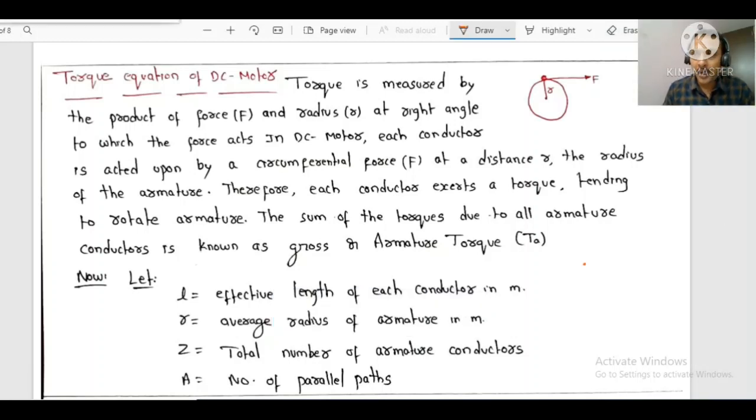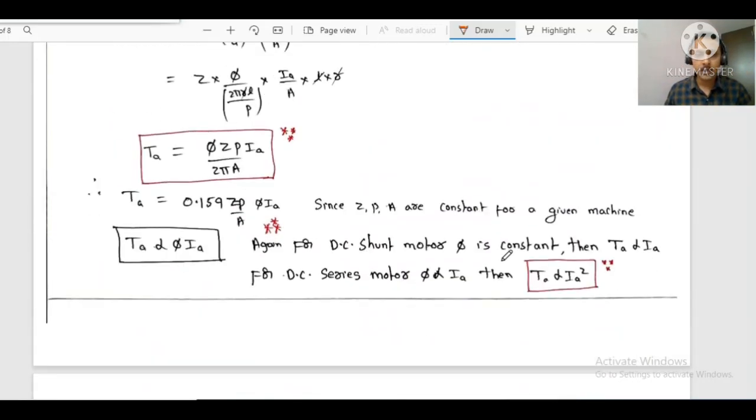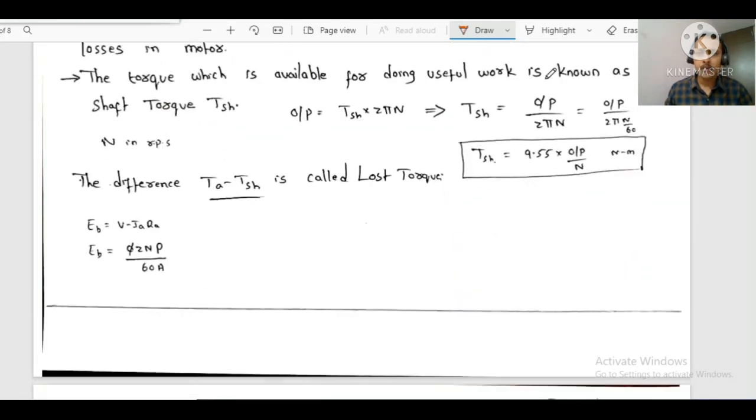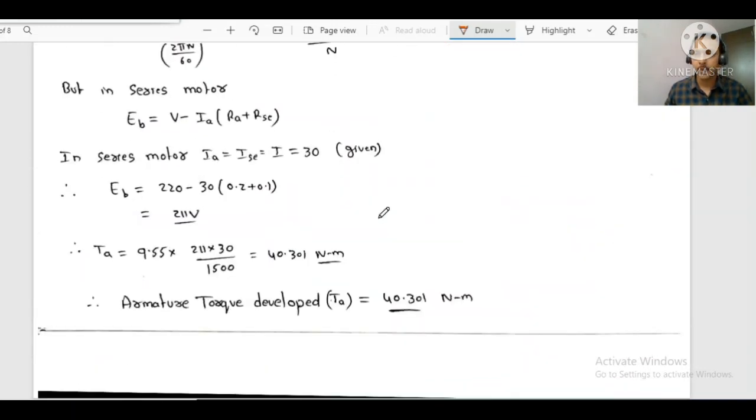In this video, we are going to discuss the torque equation of a DC motor, and we will see its derivation, and we will discuss two examples on this topic. This is the derivation we are going to see: armature torque equals 0.159 ZPφIa by A. We will also discuss shaft torque and lost torque, and we will discuss one or two examples on this topic, right?